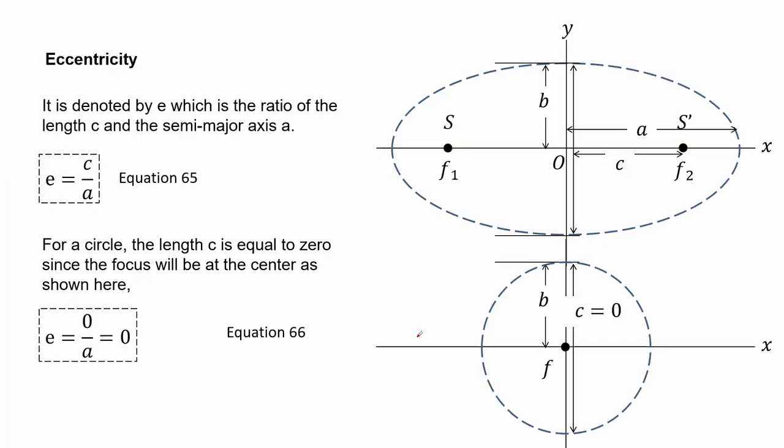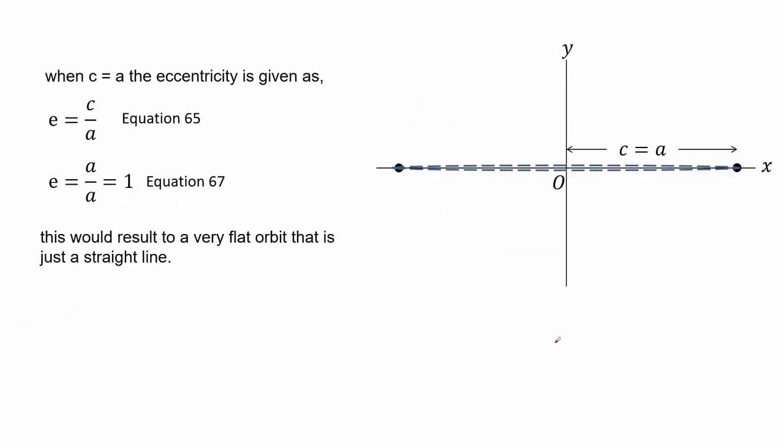Eccentricity is denoted by the letter e, which is the ratio of the length c over the semi-major axis, as shown in equation 65. For a circle, the length c is equal to zero, since the focus will be at the center, as shown in equation 66. When the length c is equal to a, the eccentricity is equal to 1, as shown in equation 67. This would result in an orbit which is very flat, or a straight line, as shown in the figure.